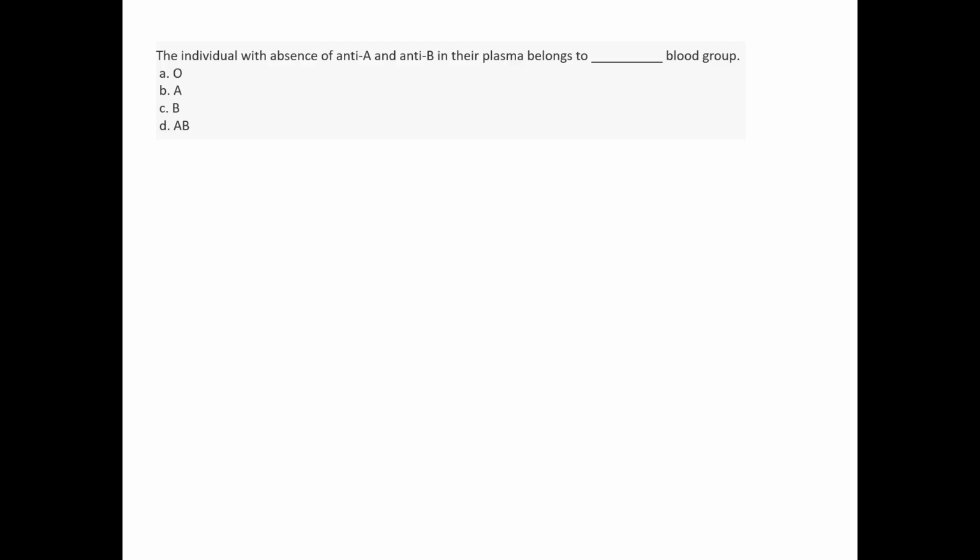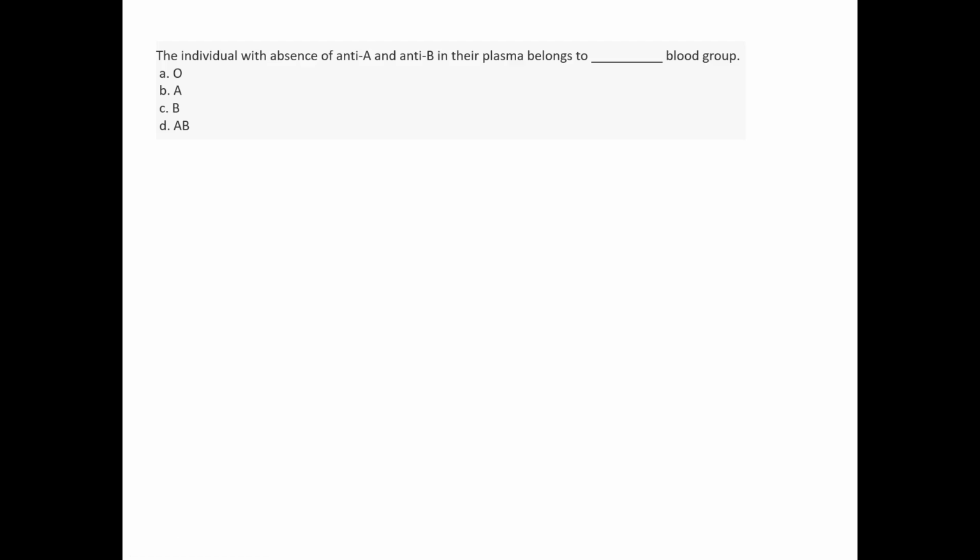So next is: the individual with absence of anti-A and anti-B in their plasma belongs to which blood group? Can you answer this? Here they are talking about the person's blood itself, the blood plasma. So the blood of that particular person does not have antibody A and does not have antibody B. Which blood group person will not produce antibodies against A and B?